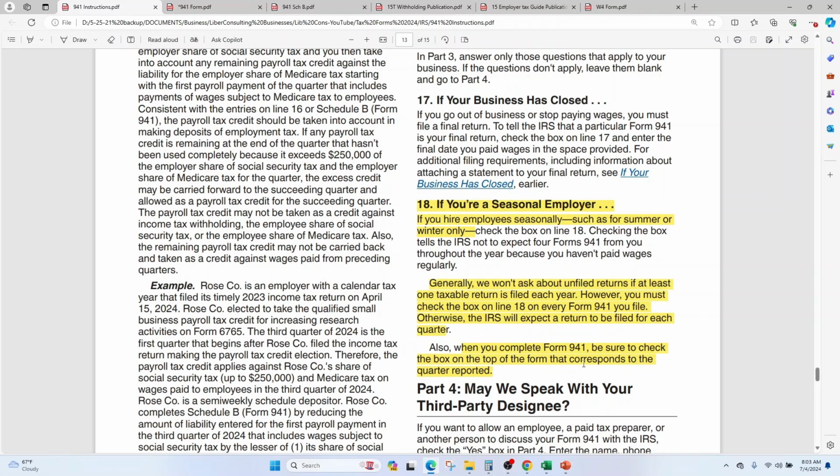When you complete Form 941, be sure to check the box on the top of the form that corresponds to the quarter reported.